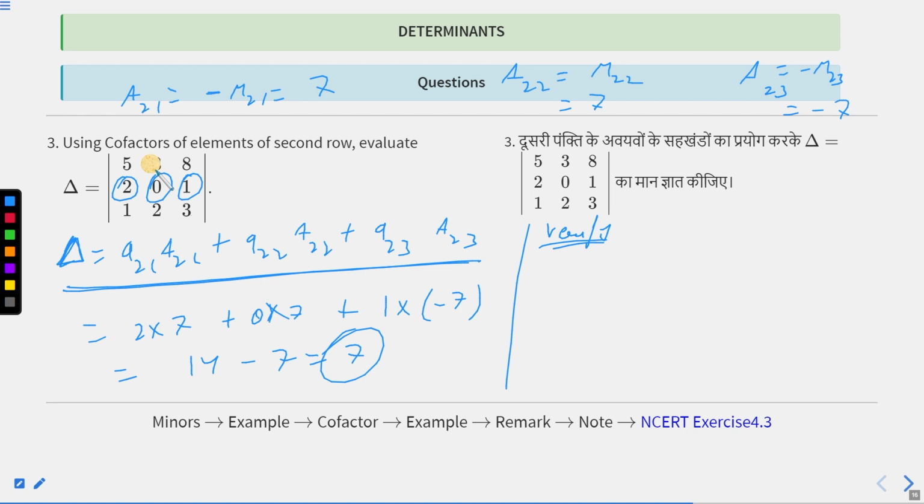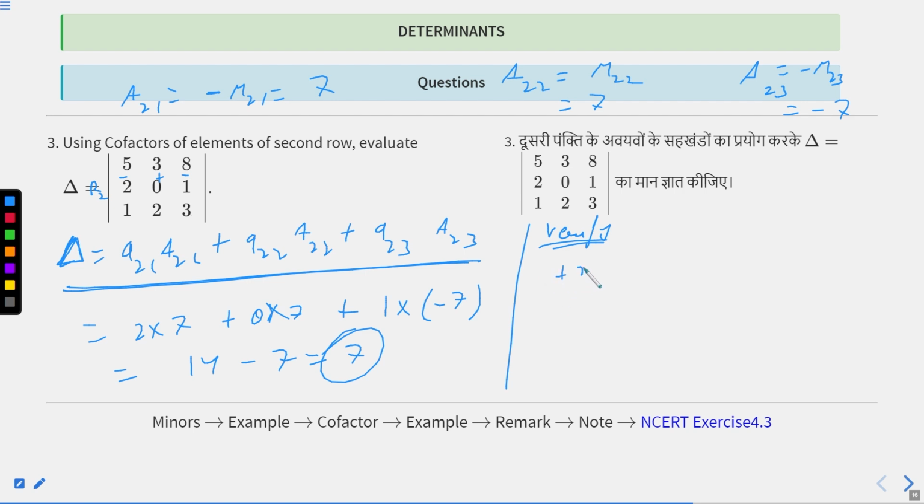How are you going to verify? Just expand through the row or the column wherever you find the maximum zeros. So as you can see, row 2 and column 2 have the maximum zeros. So I will prefer row 2 expansion. So according to row 2 expansion, the signs will be minus plus minus. Okay, clear. Now what?